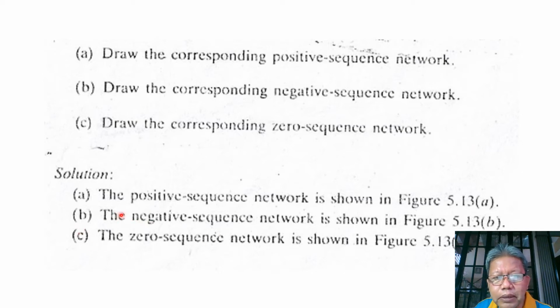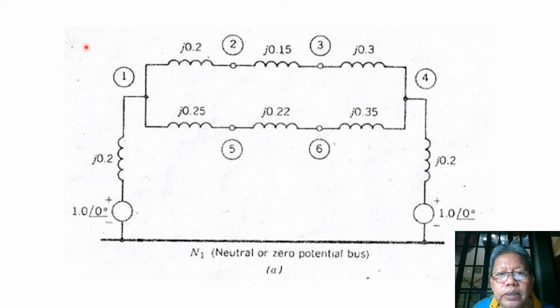Now, the positive sequence network is shown in figure 5.13a, then the negative sequence network is shown also in figure 5.13b, and the zero sequence network is shown in figure 5.13c. This is the positive sequence network.